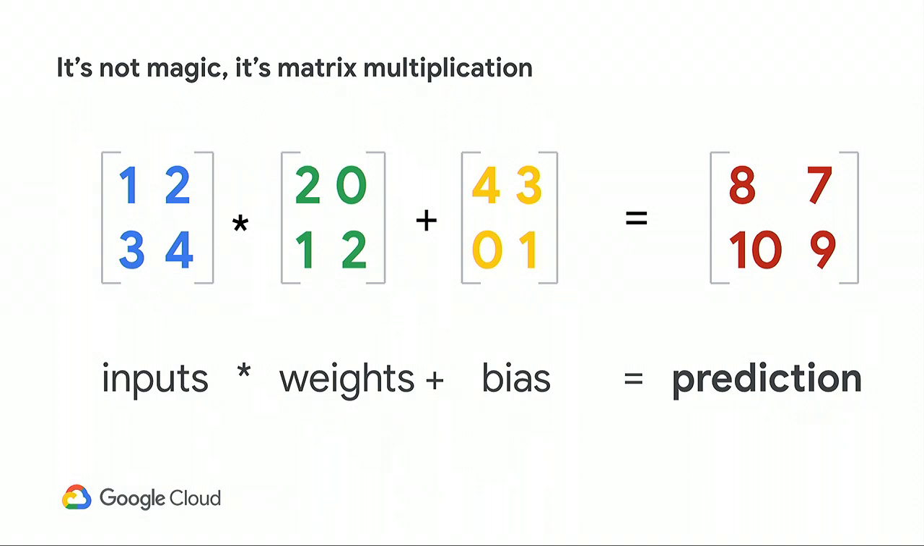It's actually not magic. Under the hood, it's just a bunch of matrix multiplication. So if any of you remember y equals mx plus b from your algebra classes, this may look familiar. When you train a machine learning model, you have inputs, which are your features, and then you have your prediction, the thing you're trying to label. And then you also have these weight and bias matrices.